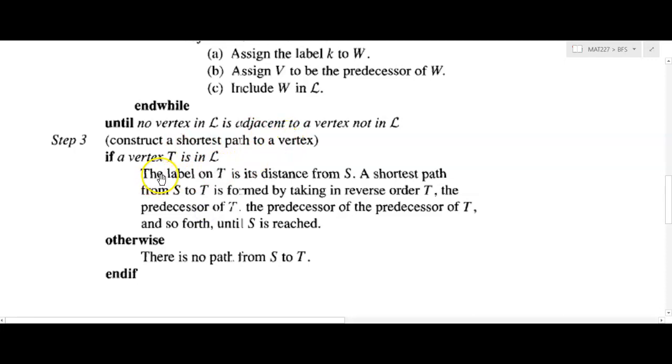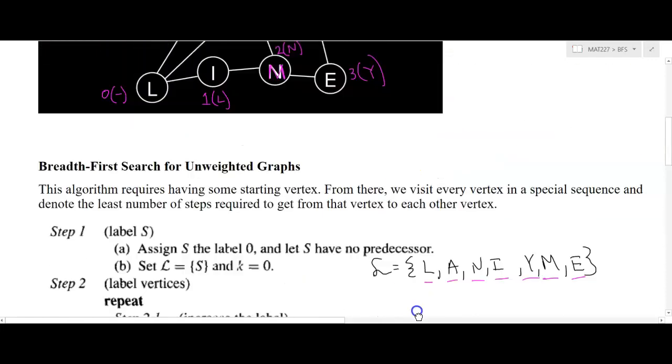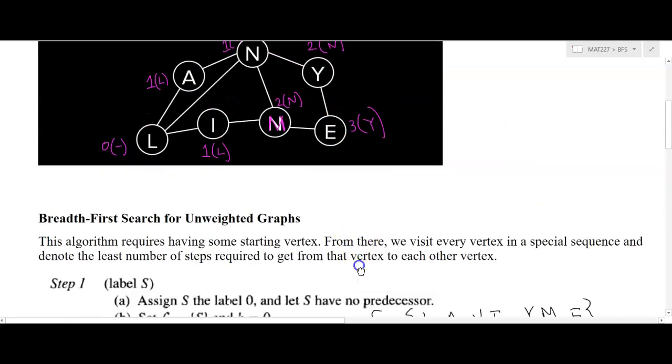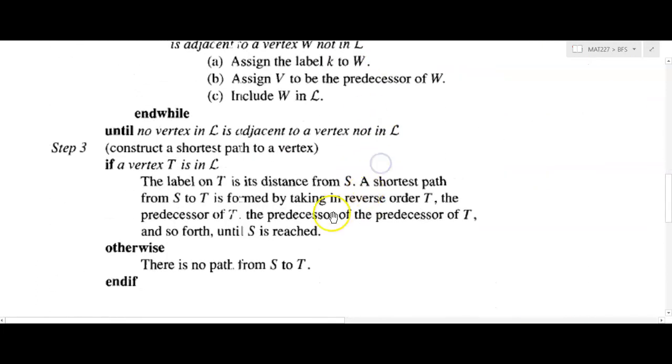If a vertex T is in L, that is, if you pick a vertex in L, the label on T is its distance from S. So, for instance, the distance to E is 3. And a shortest path from S, our starting vertex, to this arbitrary vertex T is formed by taking in reverse order T, the predecessor of T, the predecessor of the predecessor of T, and so forth until S is reached. Otherwise, there is no path from S to T.